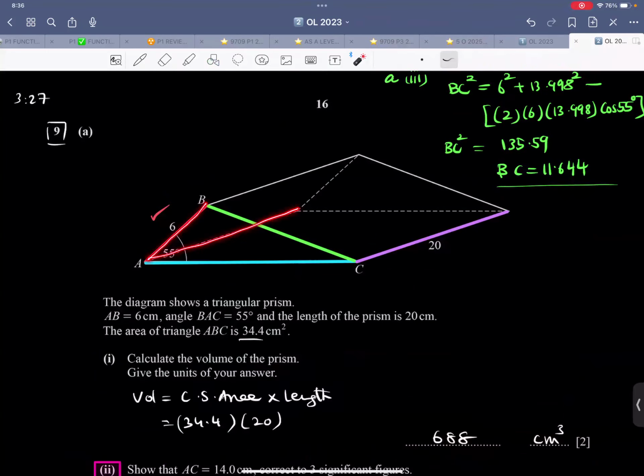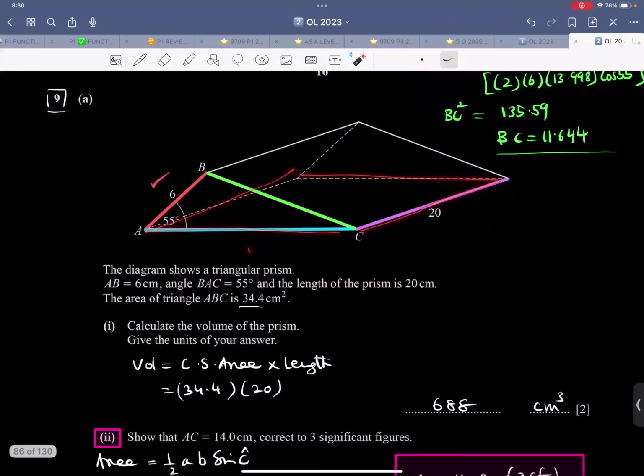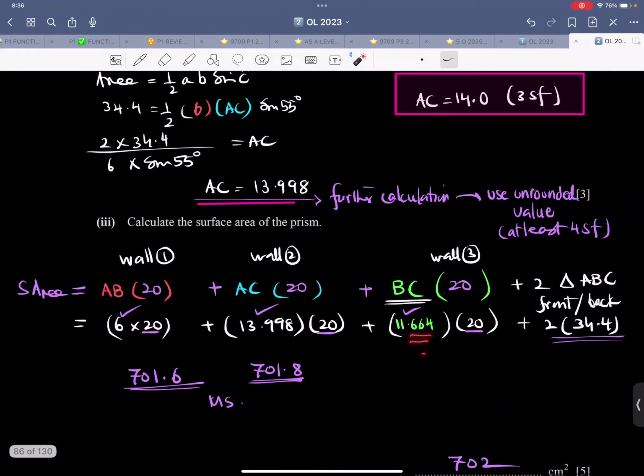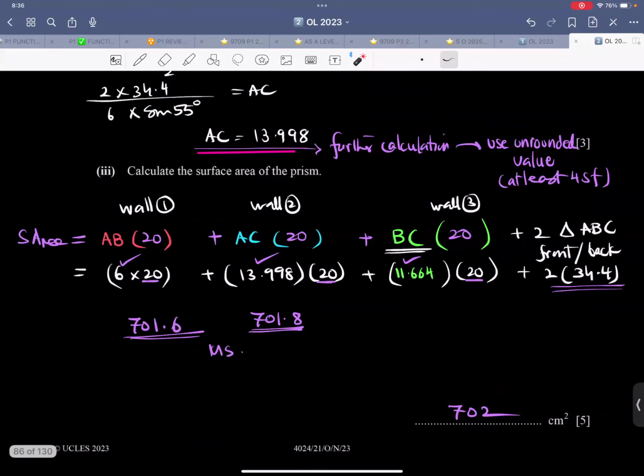This is 6 into this length, that is 20, that is one wall. This length, that is 20 into BC, that is another one. The front is the triangle 34.4, the back is a triangle 34.4, and the base is 20 into AC. So look at this. Wall 1, surface area AB into 20, wall 2, AC into 20, wall 3, BC into 20. So we found BC using cosine rule, I think. And that working is not shown over here.